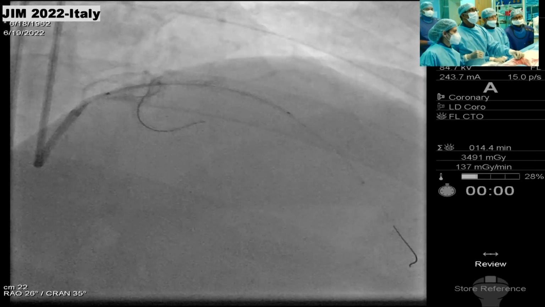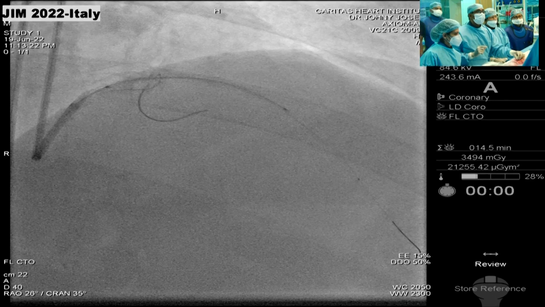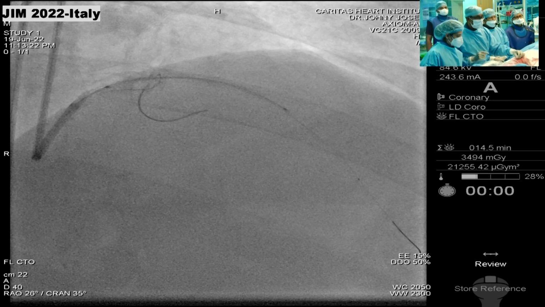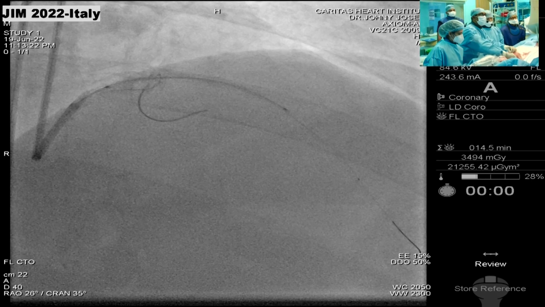Okay, that's good. Deepak, have you done the recrossing of the wire? Yes, sir. We just pulled it out, and after the POT, we pulled it out and recrossed. It went in without any difficulty. Yeah, right. Let's go with the OCT.